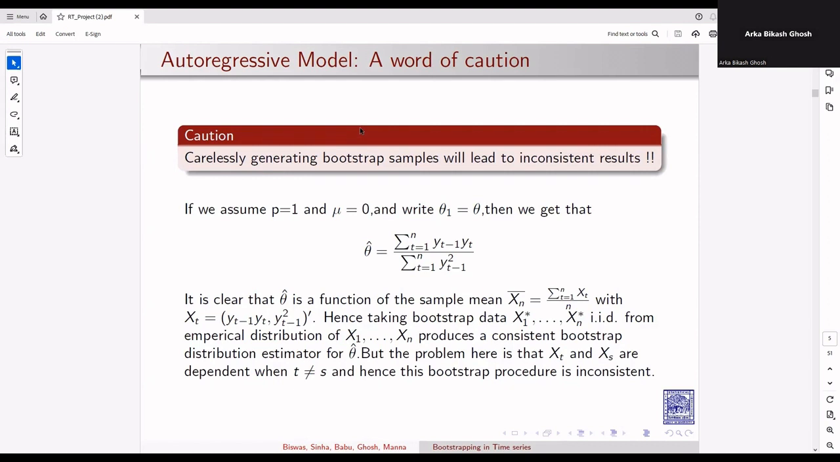So we might think that taking bootstrap data IID from the empirical distribution of x1 to xn produces a consistent bootstrap estimate for theta hat. However, as I have shown via simulation for an AR1 model with 0.5 as the parameter, the histogram of the bootstrap parameter estimate performed this way is not consistent, not centered at 0.5. Let's see how.